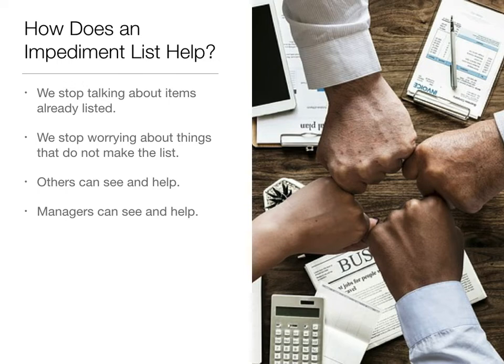We can stop talking about the items that are already listed. We don't have to repeat them over and over again. We can stop worrying about the things that didn't even make the list. Those are not important enough, apparently, at this point. Other people can walk by, see our lists, and help us. More specifically, maybe managers can walk by, see our list, and say, "Ooh, I could help you with that one."